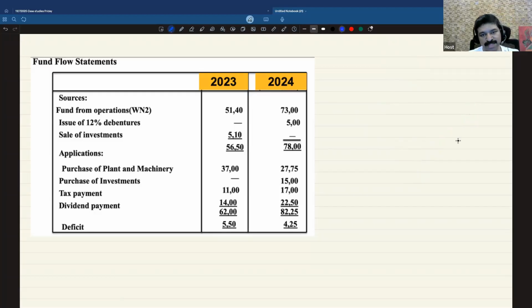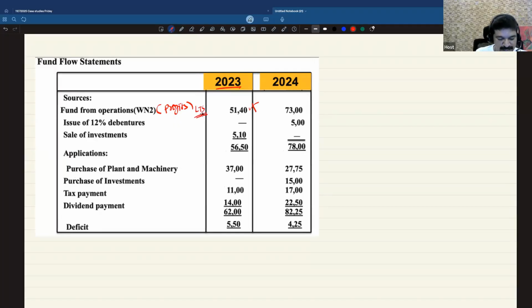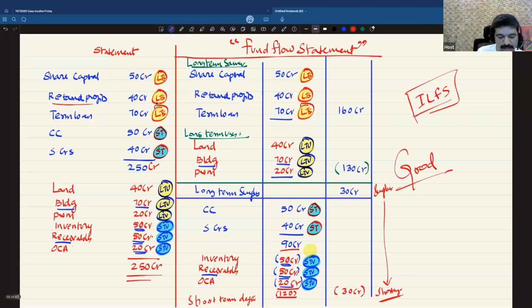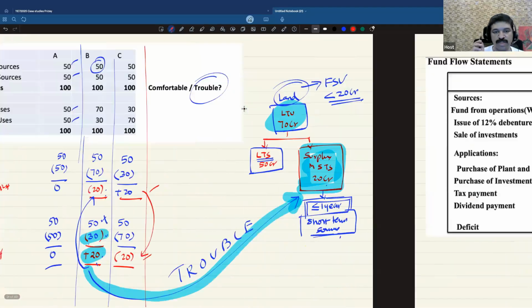And let's get ready to admire the beauty of the fund flow statement once again. Look here. This business has made funds from operation of 5,140. This is nothing but profits made by the business after certain technical adjustments. You need not worry about those adjustments; that is taken care of by accountants. You understand that this is the profit they have made in the year 2023. And this profit is considered as long-term source, LTS.